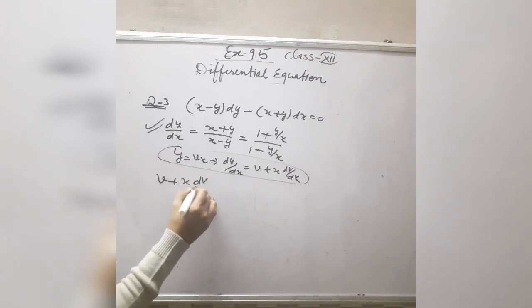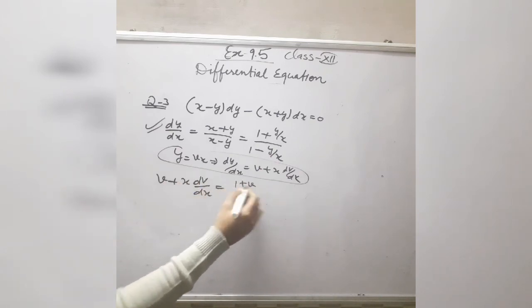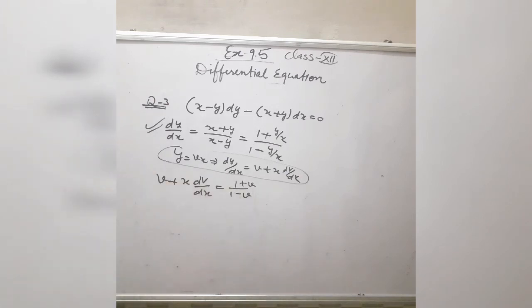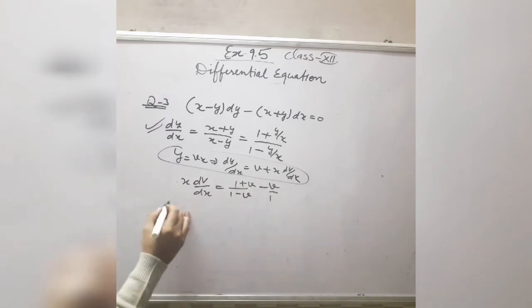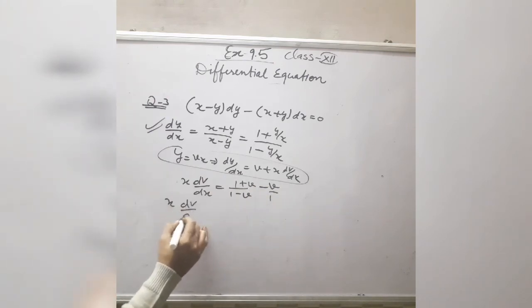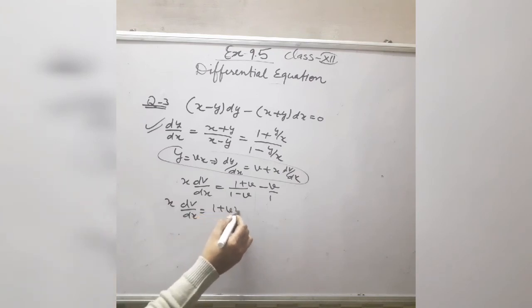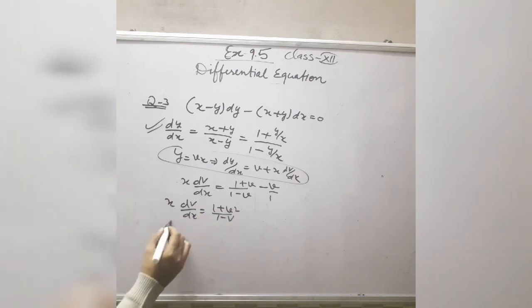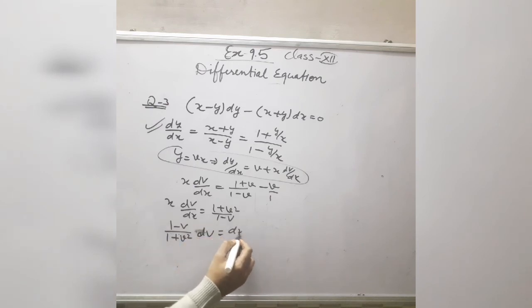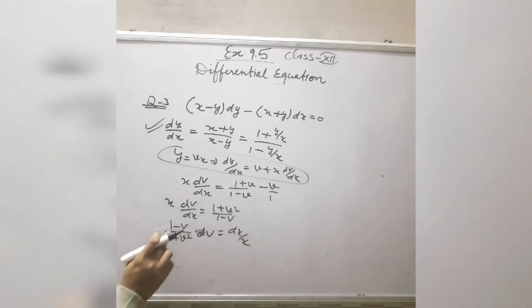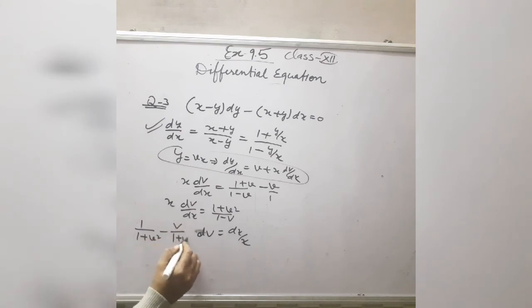V plus x into dv by dx is equal to (1 plus v) by (1 minus v). So this v comes on this side, it becomes minus v. After simplifying it, you will get x into dv by dx is equal to (1 plus v square) by (1 minus v). Now separating the variables, (1 minus v) by (1 plus v square) dv is equal to dx by x, or taking this 1 plus v square separately, it can be written as 1 by (1 plus v square) minus v by (1 plus v square).